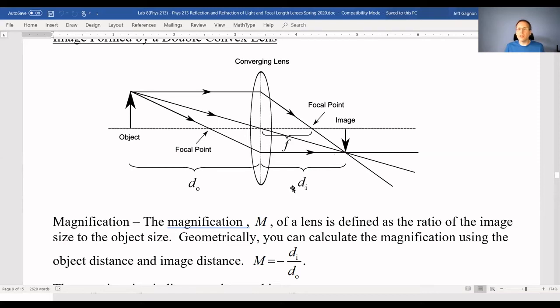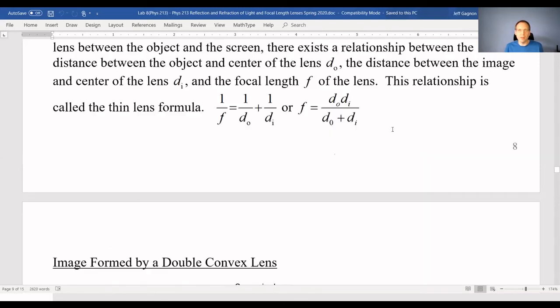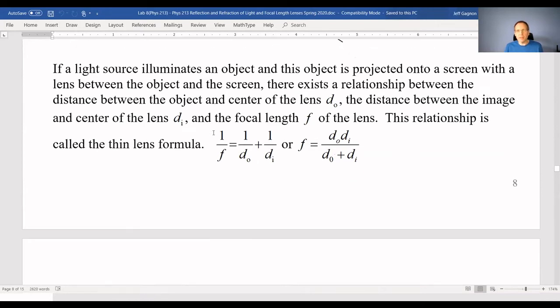So what is the relationship between those 3 variables? Well, it's called the thin lens formula, and it's given right here. So it turns out that 1 over the focal length is equal to 1 over the object distance plus 1 over the image distance. Or if you just rearrange this algebraically, it's going to be easier because we're going to want to solve for F. So I just solved this for F.